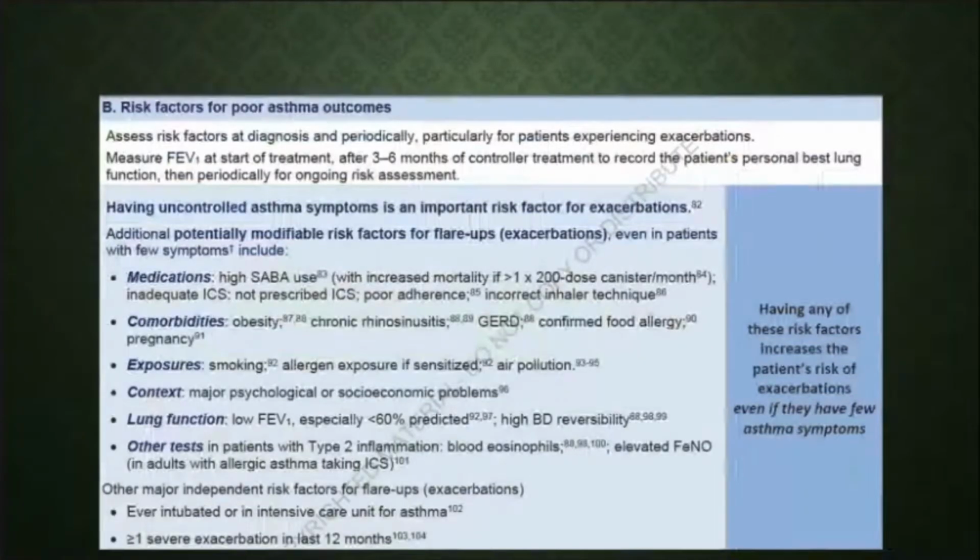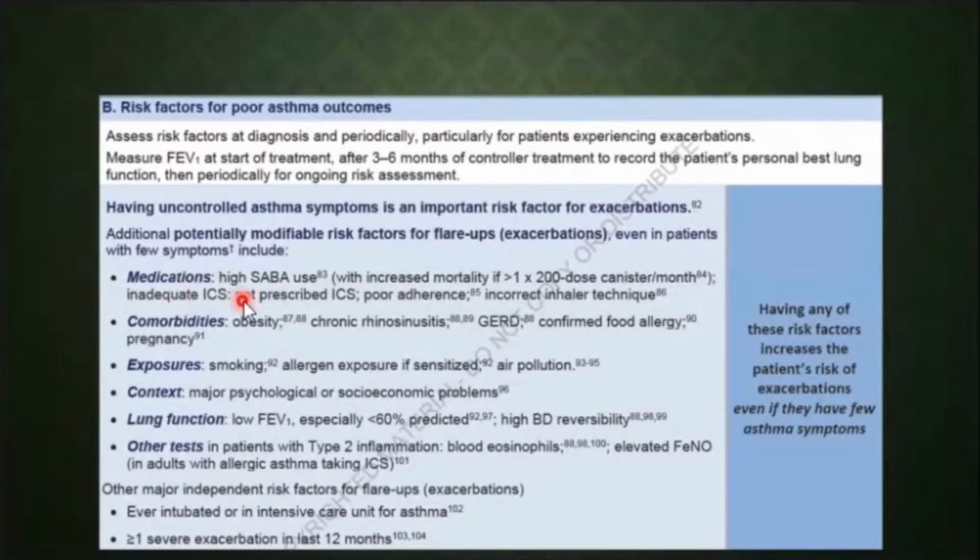In addition to that, we have to also look at the risk factors. Now, risk factors for poor outcome, again, at the time of diagnosis, you can assess the risk factors, which I've highlighted in the previous class. Then another thing is having uncontrolled asthma symptoms is an important risk factor for exacerbations. So if the patient that you're following up is persistently having uncontrolled symptoms despite medication, then that is a risk for future exacerbations. Then now we look at potentially modifiable risk factors for exacerbations, even in patients with few symptoms.